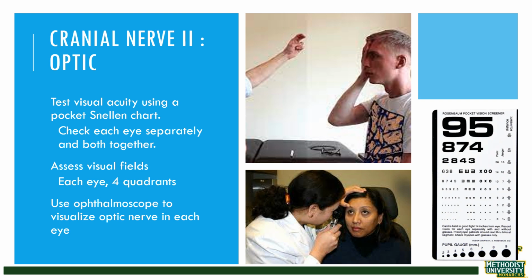For cranial nerve 2, or the optic nerve, we do a bunch of things. So assessing visual acuity using the pocket Snellen chart, checking each eye separately and both together, and then assessing visual fields, again, in each eye and in all 4 quadrants, and then using an ophthalmoscope to visualize the optic nerve in each eye, where you're directly looking at the optic nerve, at the optic disc.